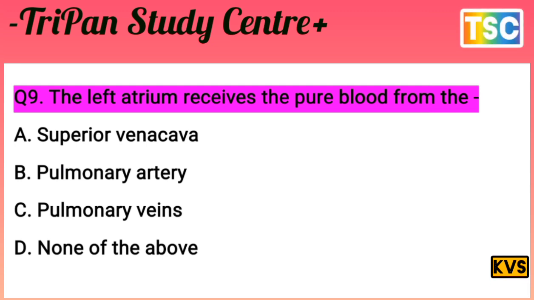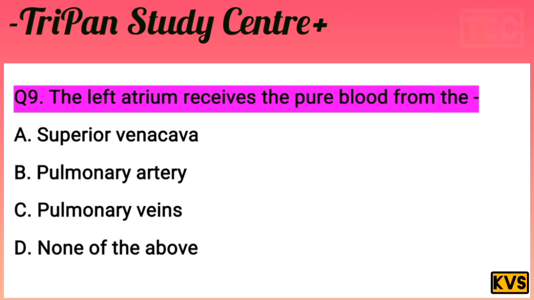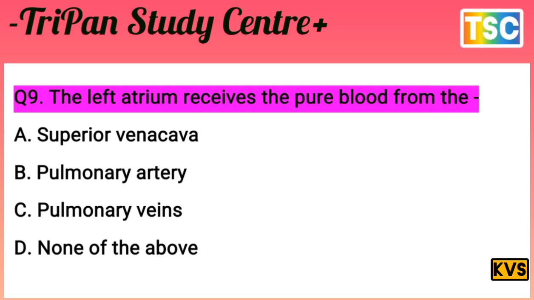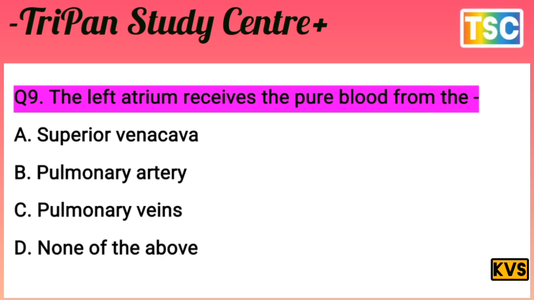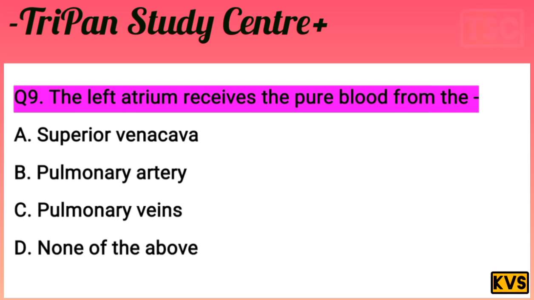The C option is correct for this question. The left atrium receives the pure blood from the pulmonary veins. C option is correct.